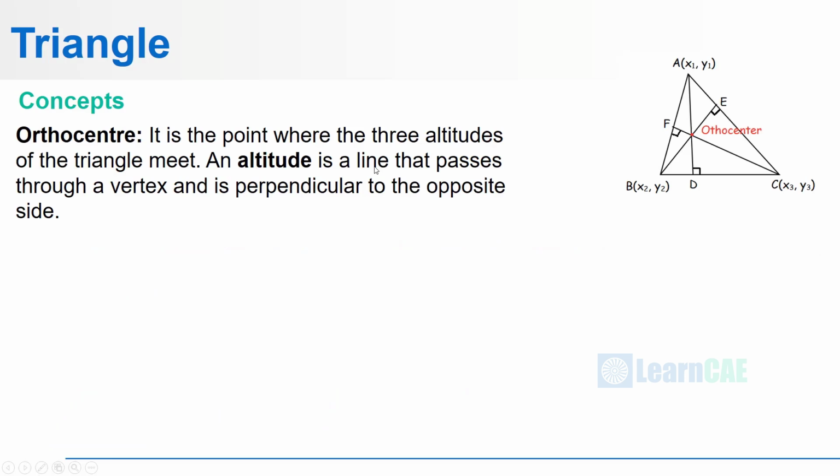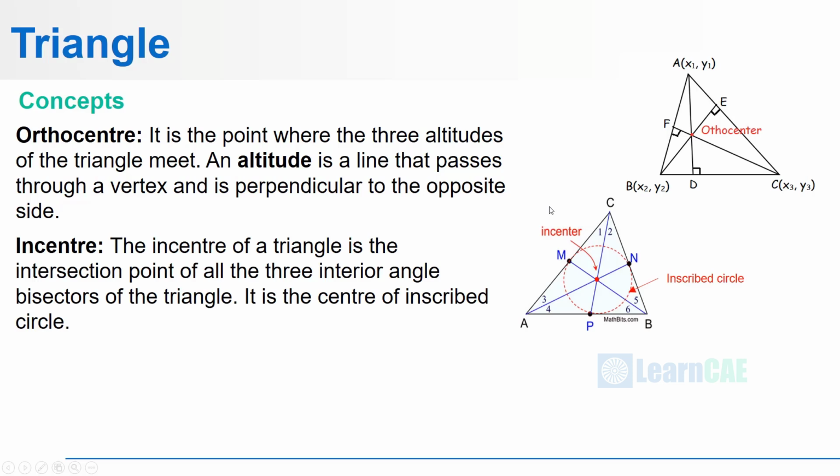Next we shall see orthocenter. Orthocenter is the point where three altitudes of the triangle meet. That is, here an altitude is a line that passes through the vertex and is perpendicular to the opposite side. Here we can see the line AD passes from the vertex A and it is perpendicular to the opposite side BC. Similarly, the other two altitudes CF and then BE. Here the common point of all three altitudes is called the orthocenter.